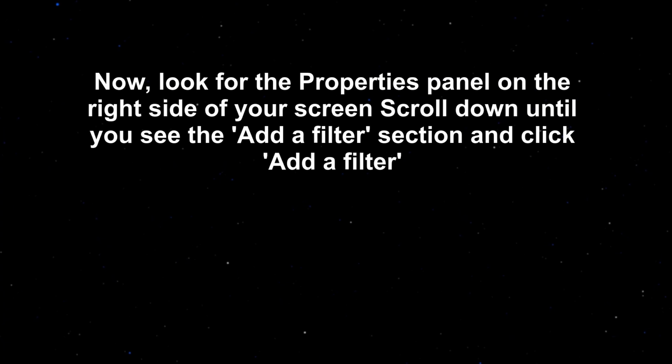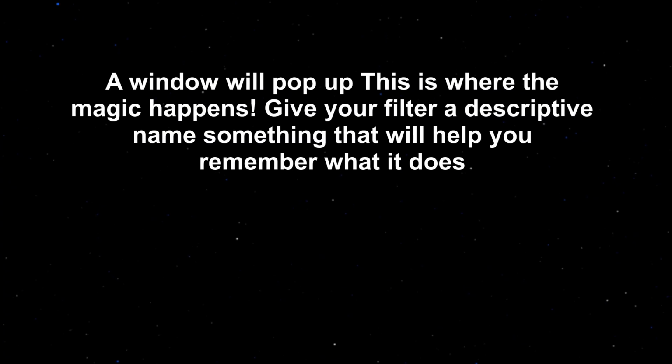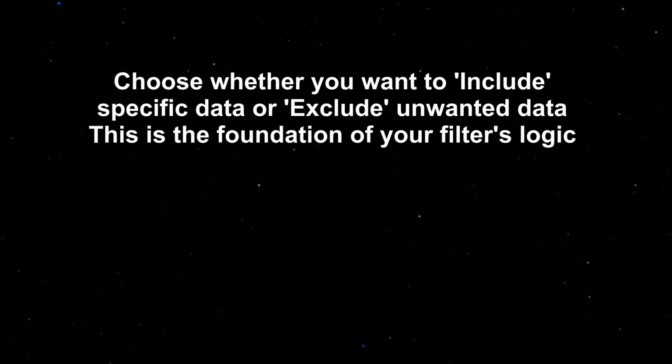Now, look for the Properties panel on the right side of your screen. Scroll down until you see the Add a Filter section and click Add a Filter. A window will pop up. This is where the magic happens. Give your filter a descriptive name, something that will help you remember what it does. Choose whether you want to include specific data or exclude unwanted data. This is the foundation of your filter's logic.